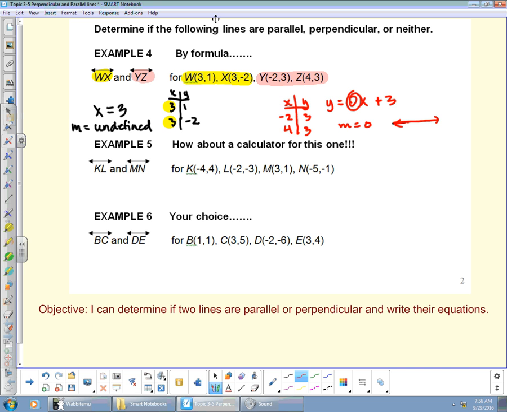Okay, and so if we remember this, we kind of understand this problem. WX is a vertical line, with an undefined slope, and YZ is a horizontal line. And if you remember from earlier, we said that a vertical line and a horizontal line have to be perpendicular.